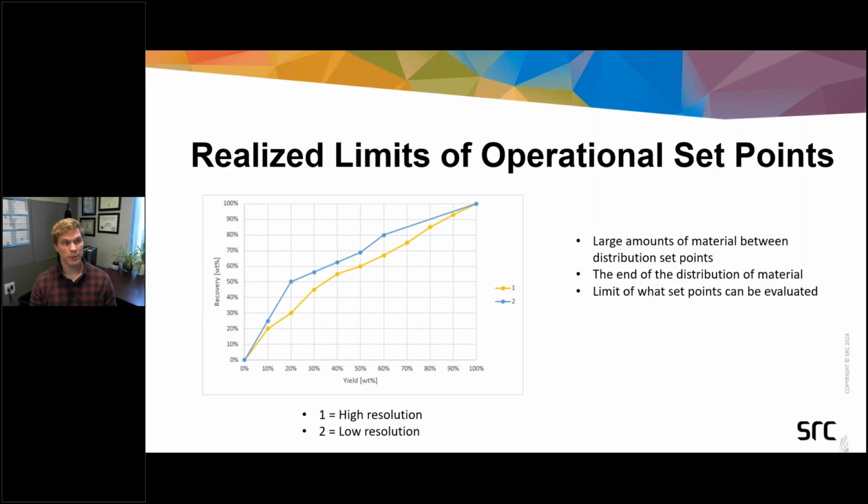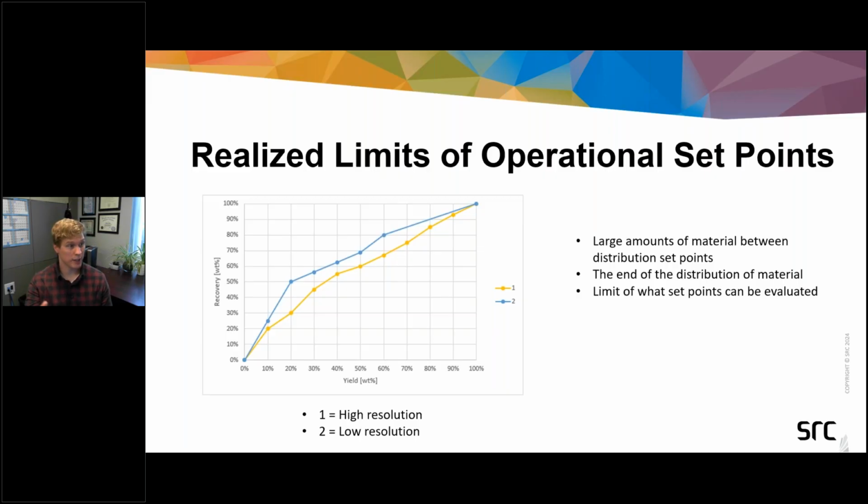And there's some examples here at the side, like there's a large amount of material between 2 set points. It doesn't always have to be at the end, it could be in the middle. Maybe if you're doing some kind of density separation, maybe there's a really big concentration of near-dense material in one fraction. And so you maybe can't divide that interval anymore. Maybe that's the limit of that spread. So that's the limit of the resolution you can separate at. Maybe it's the end of the distribution of material.